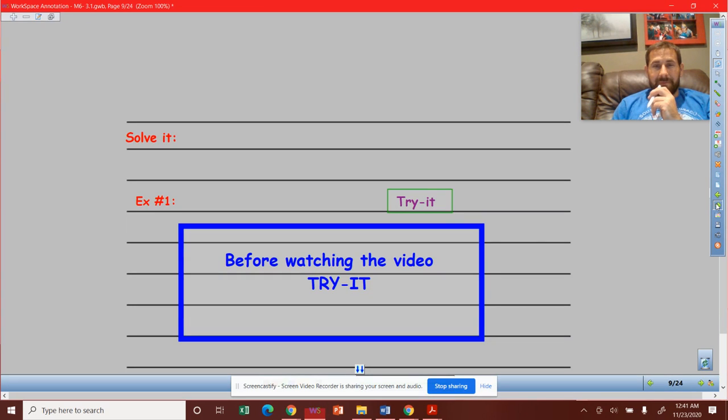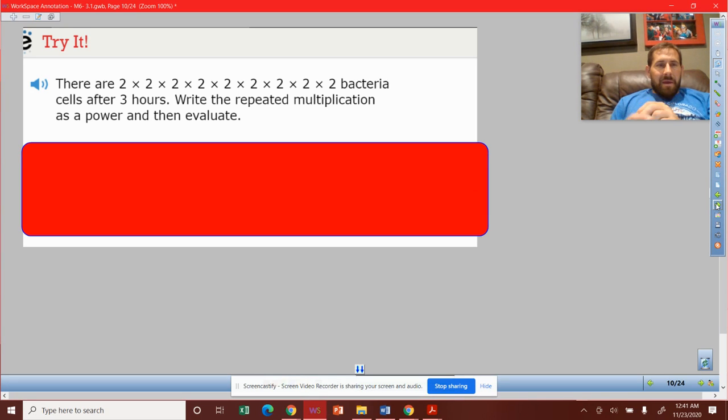All right, let's try it. There are 2 times 2 times 2 bacteria cells after 3 hours. So if you remember, in 1 hour is 2 times 2, 3 times, right? Well, then we got another hour, and then we got another hour. So this is 3 hours altogether.